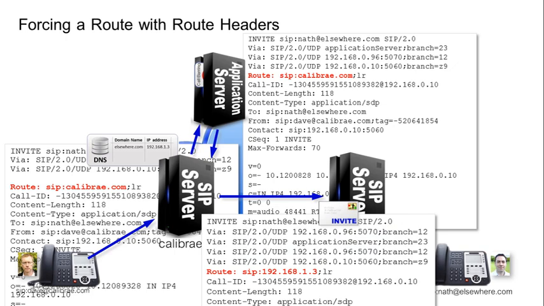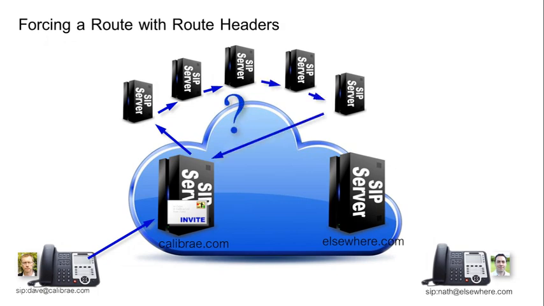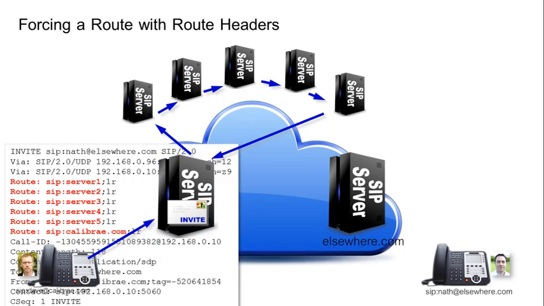Note how the Calibre server stripped off the route header that brought it the request before adding another to force the request to elsewhere.com. Interesting. So if you were the Calibre server and you wanted to divert a request through these 5 additional servers and back to yourself, what would you do? Exactly. Simply add a route header for each of those servers, plus one for yourself.